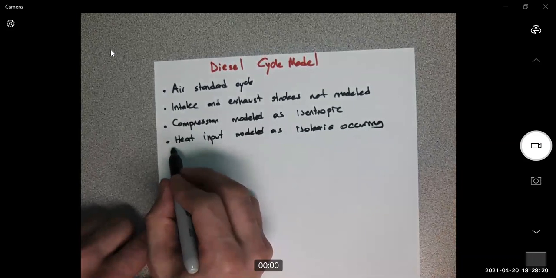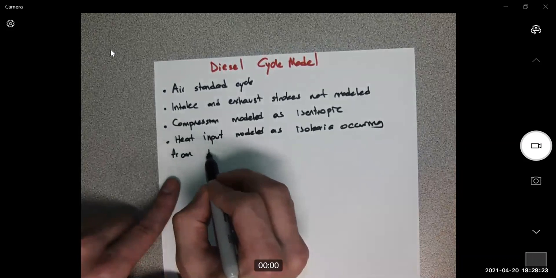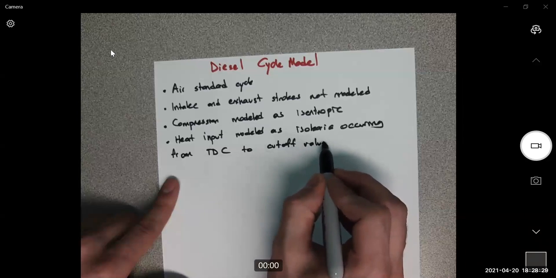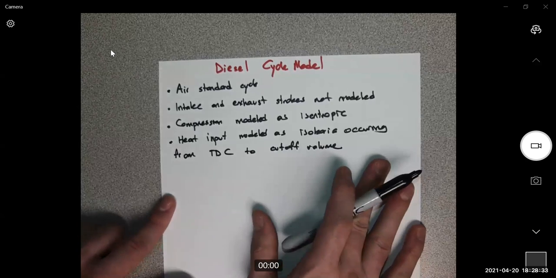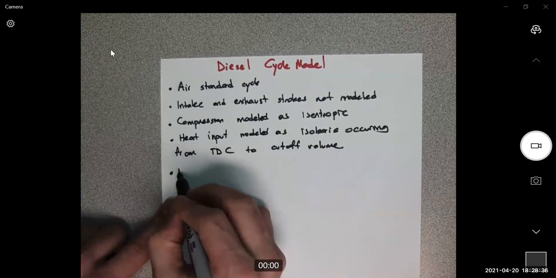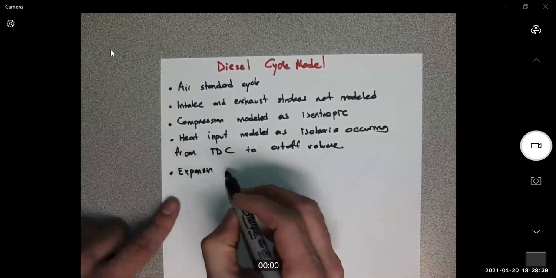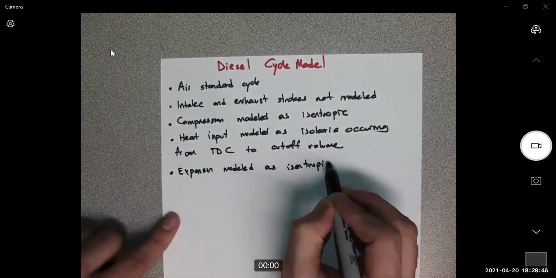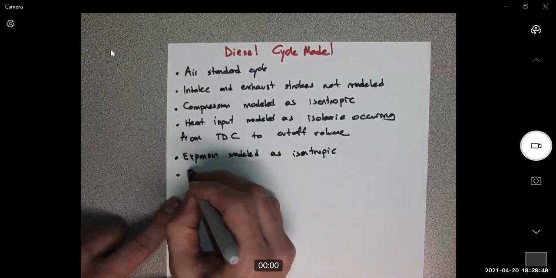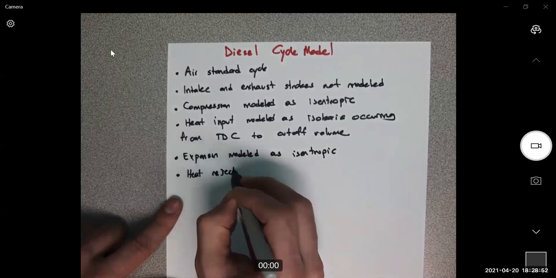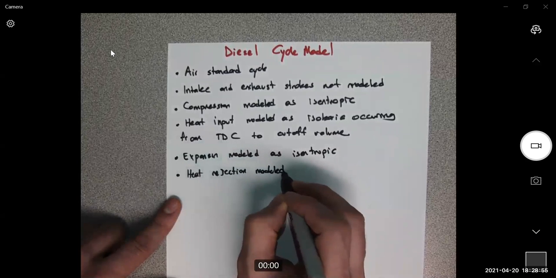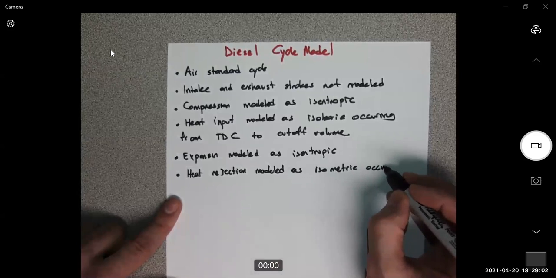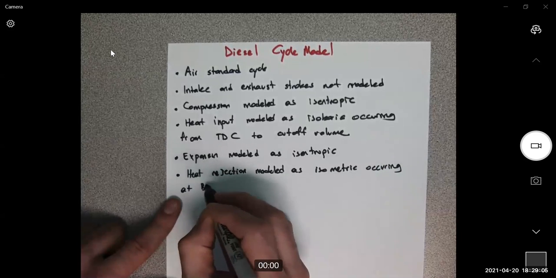This occurs from top dead center out to the cutoff volume, which I'm going to talk about shortly. Expansion is modeled as isentropic. Heat rejection is modeled as isometric, which occurs at the bottom dead center.